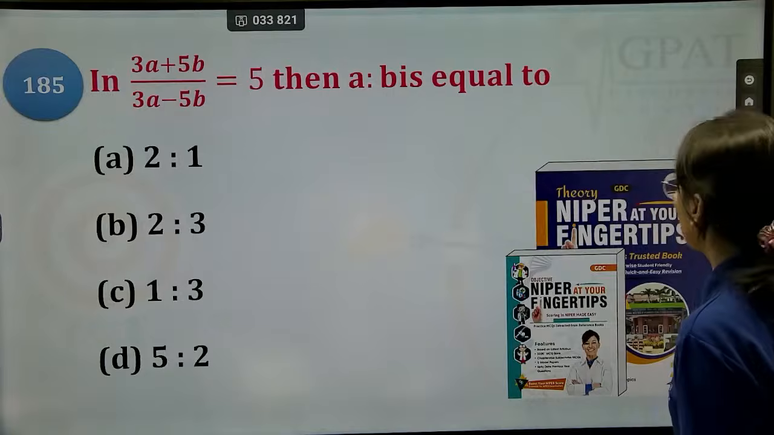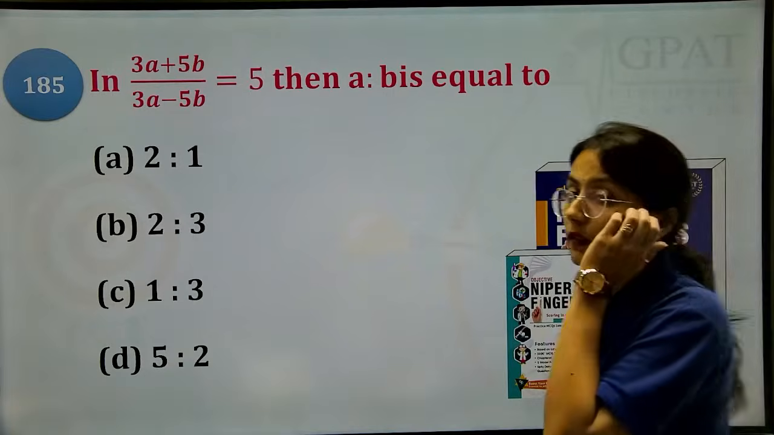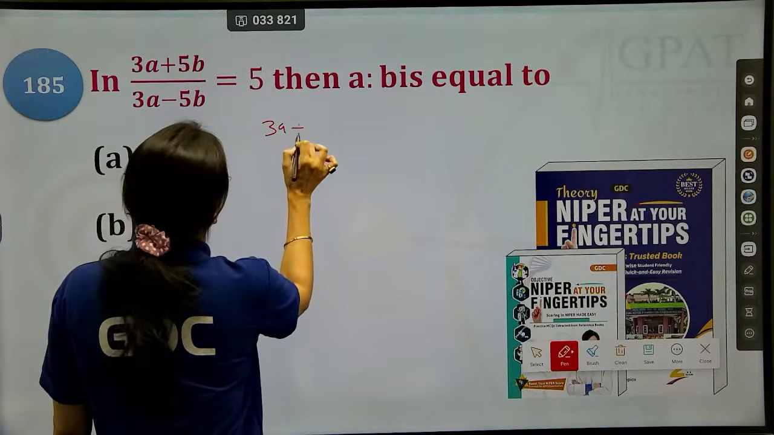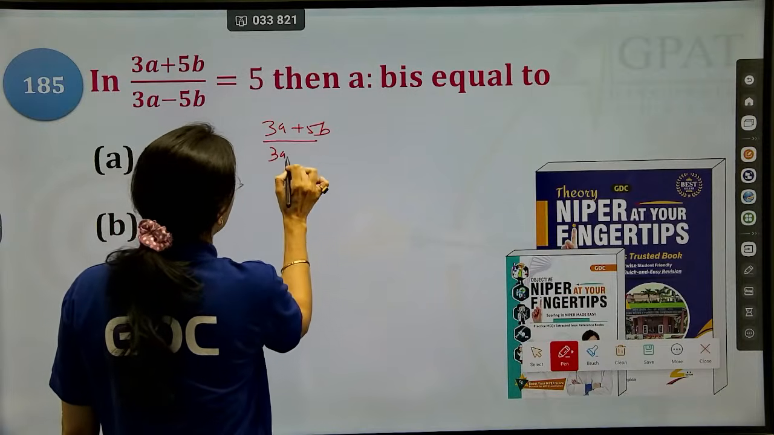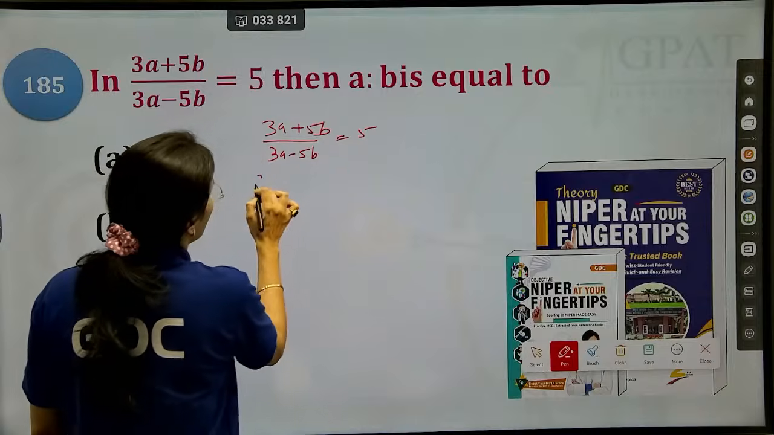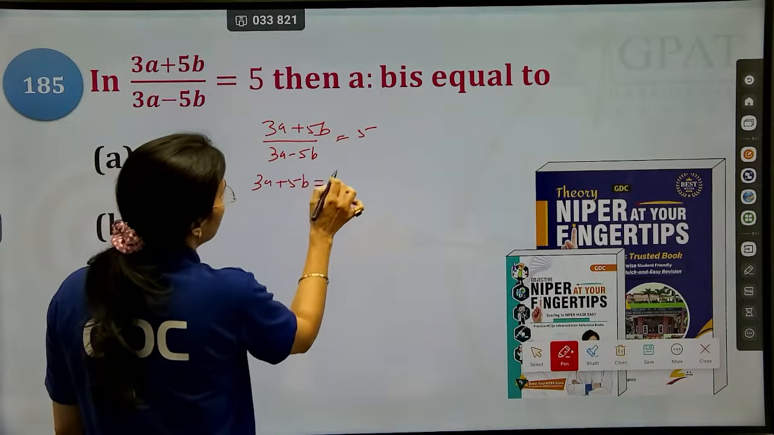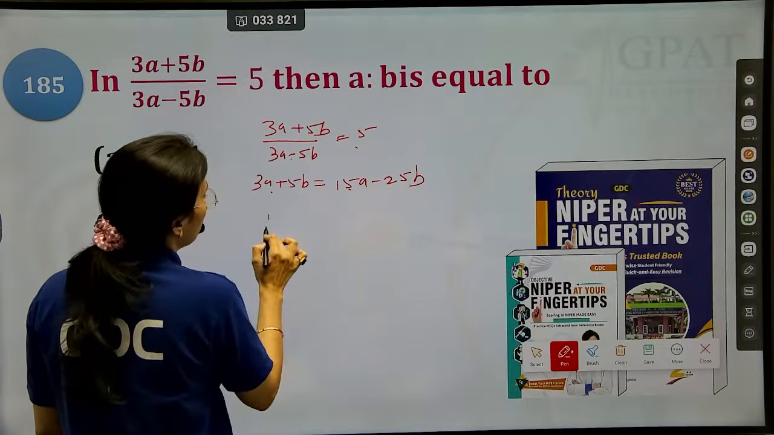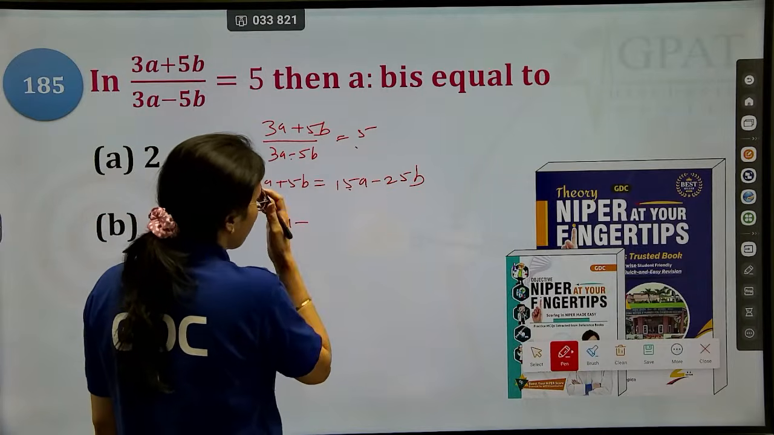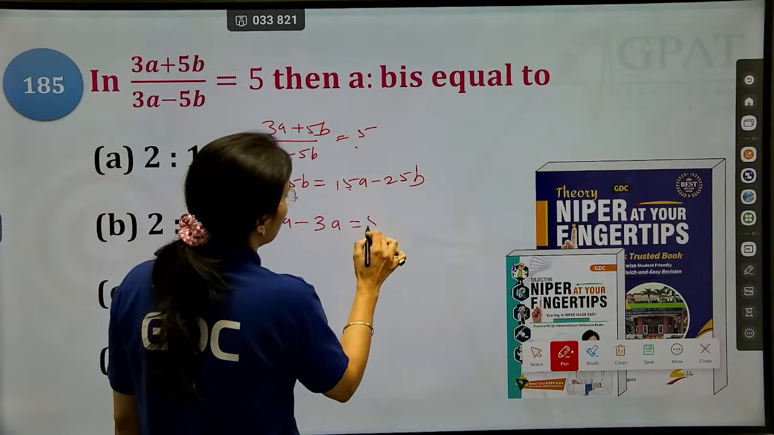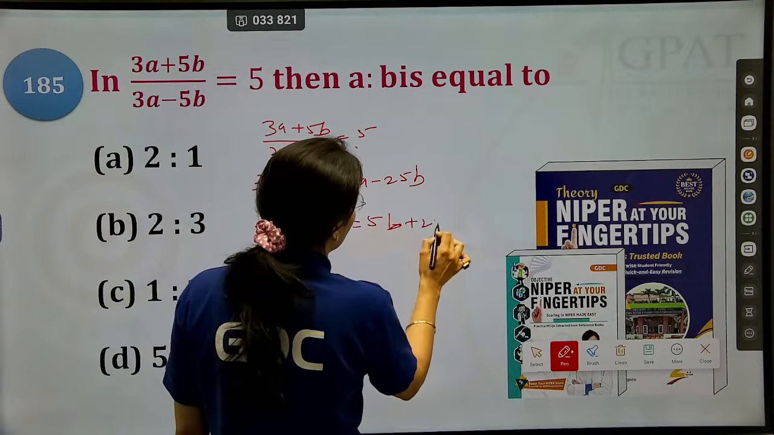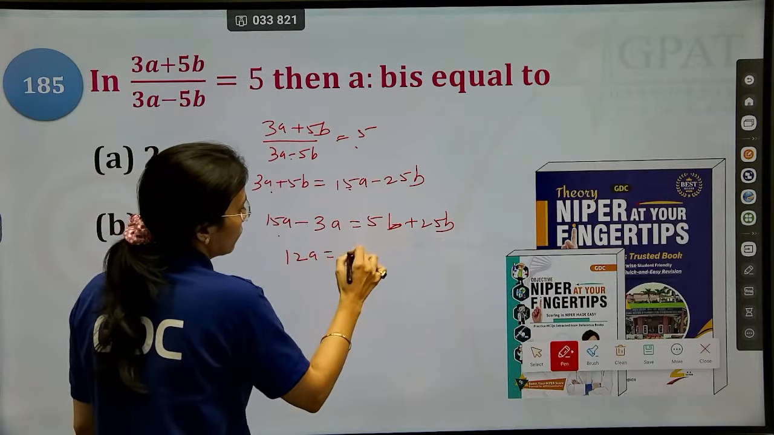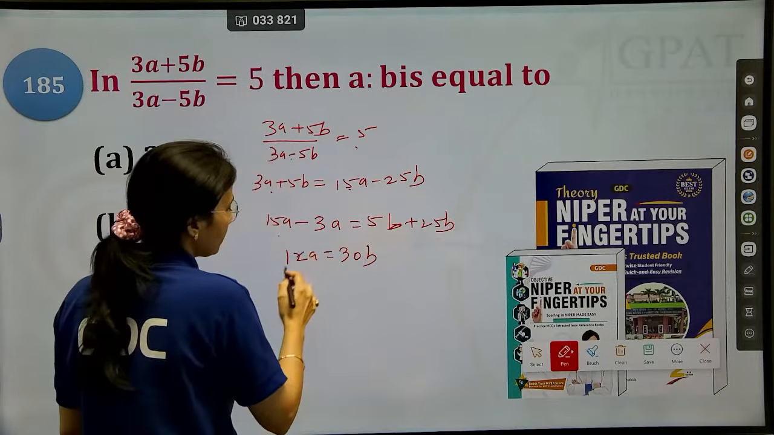Now move to another question. We have to find the ratio A to B. 3A plus 5B upon 3A minus 5B is equal to 5. So 3A plus 5B is equal to 15A minus 25B. So 15A minus 3A is equal to 5B plus 25B. So how much? That is 12A is equal to 30B.